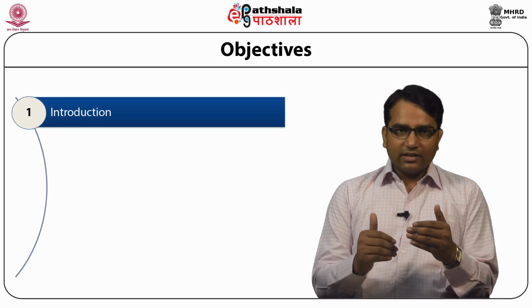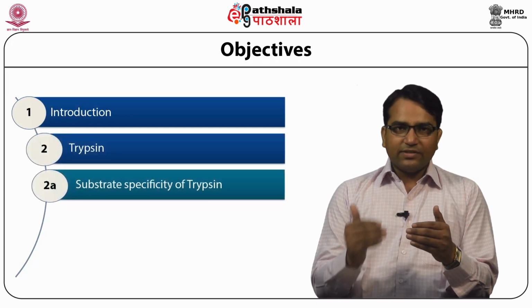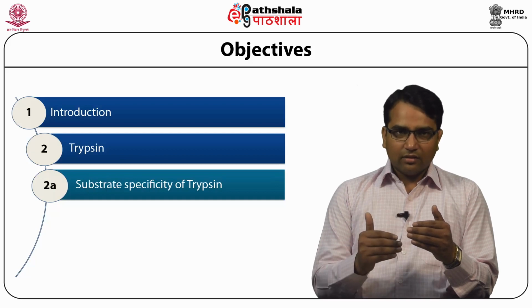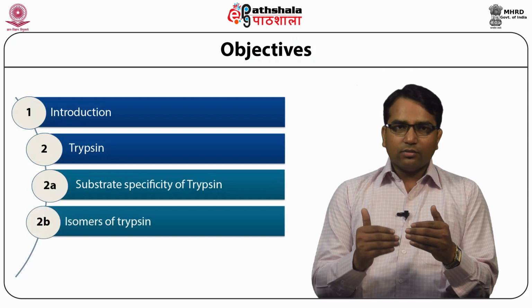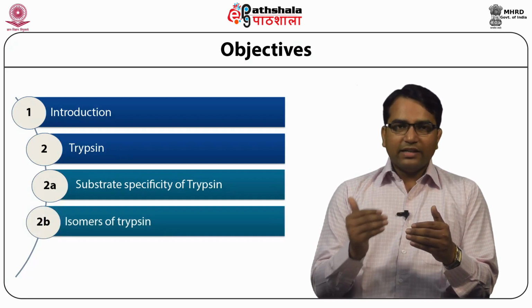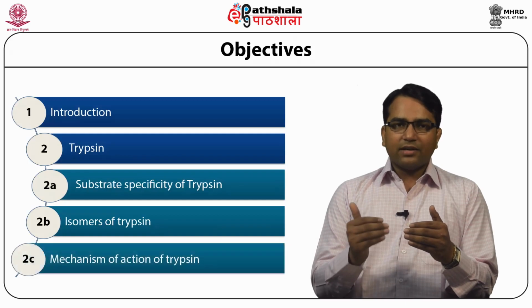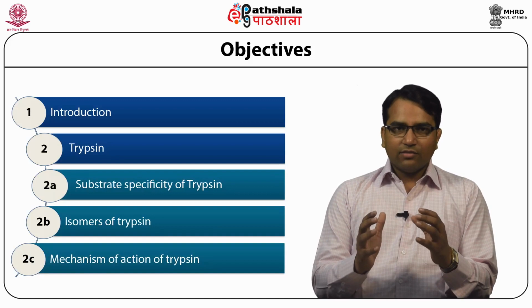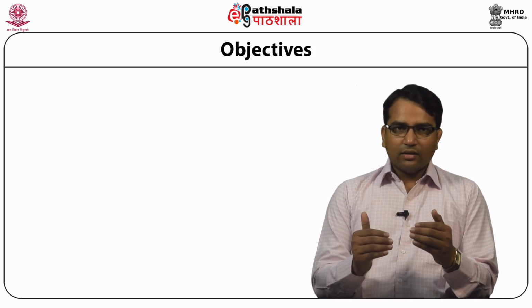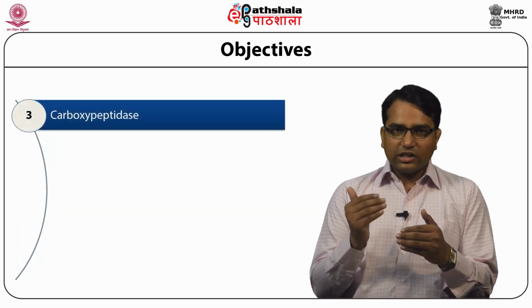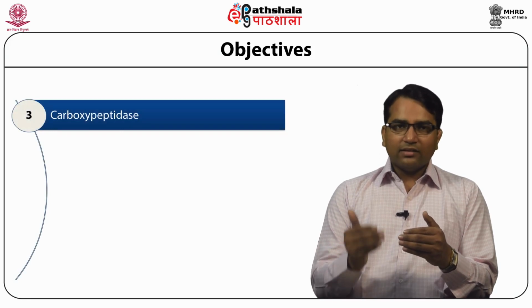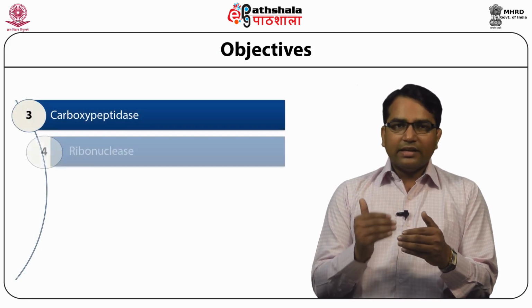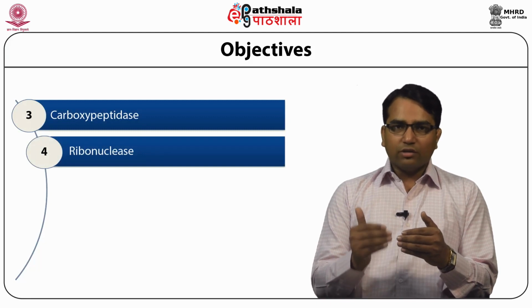Then we will discuss substrate specificity of trypsin, different isomers or isozymes of the trypsins. Then we will discuss detailed mechanism of trypsin. After discussion of this trypsin enzyme, we will discuss the detailed mechanism of carboxypeptidases, and in the last we will discuss the detailed mechanism of ribonucleases.